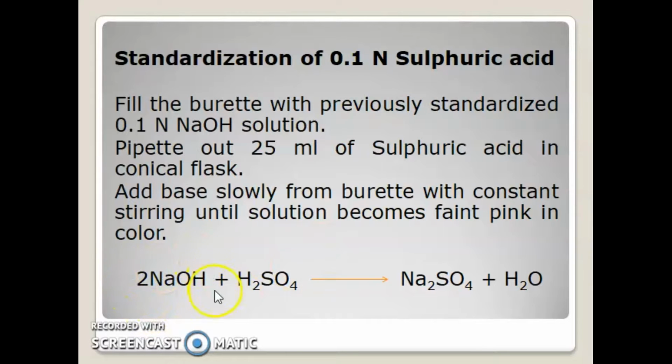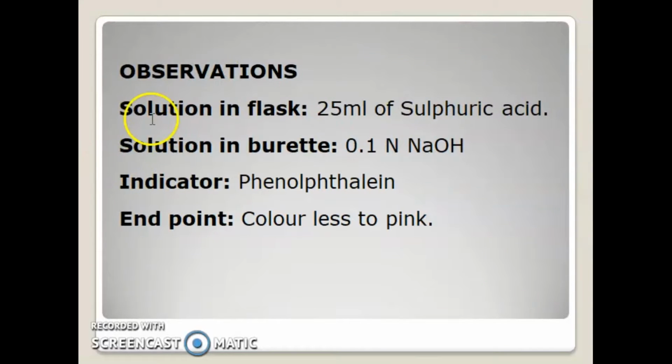The reaction that takes place is NaOH reacting with H2SO4 to form Na2SO4 and water, that is a neutralization type of reaction. Now, what are the observations? Solution in the flask is 25 ml of sulfuric acid. Solution in the burette is 0.1 normal NaOH. Indicator used is phenolphthalein and the end point of titration is colorless to pink.